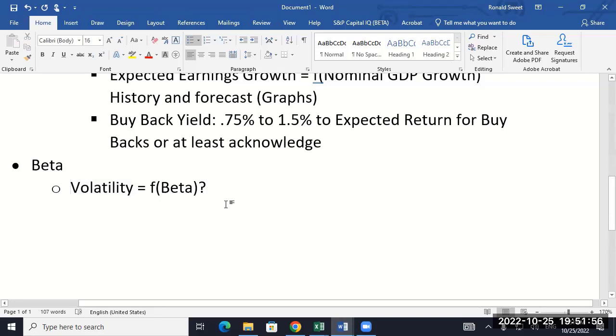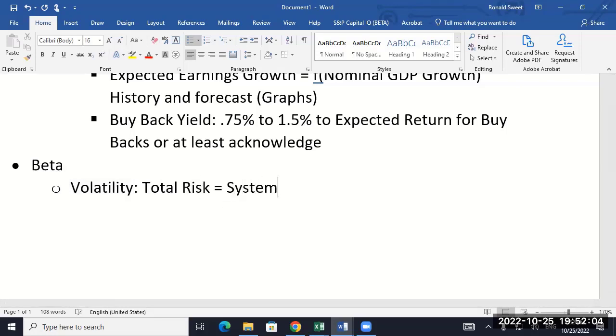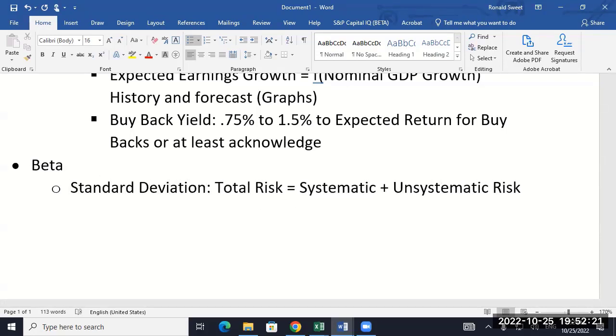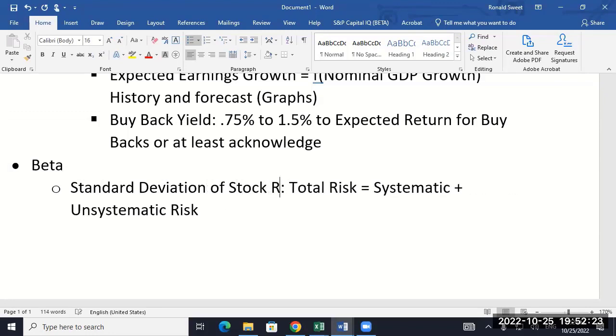But we're ignoring volatility, which is total risk, and that equals systematic plus unsystematic risk. Total risk. I say volatility, what do I really mean? Standard deviation of the stock return. You can say the stock return or the stock price, either way. The stock return includes dividends, but the stock return. So that's total risk. We break that in between systematic risk and unsystematic risk.